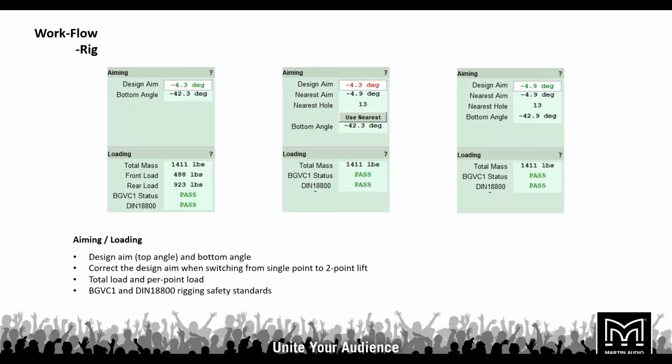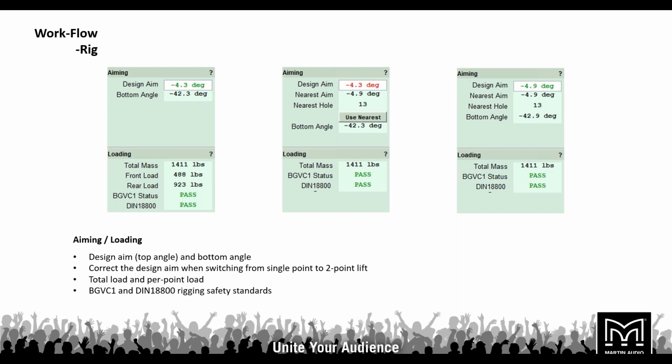Same thing with aiming and loading. You will get the design aim, so the top angle. I will also get the bottom angle in case you want to slap a second inclinometer at the bottom of the array. I know people that do it just to be sure that the coverage is spot on. You can do that, and this will tell you what number you should be reading there. You can correct the design aim.